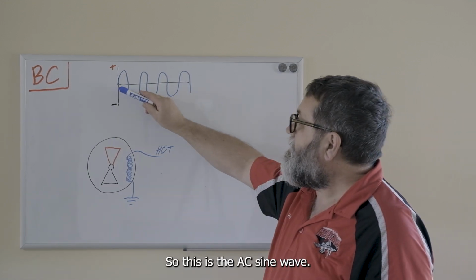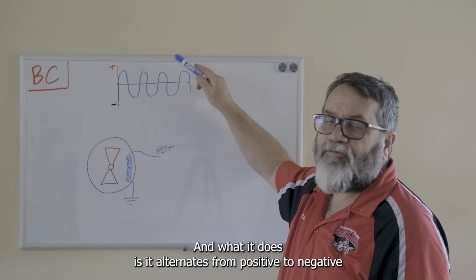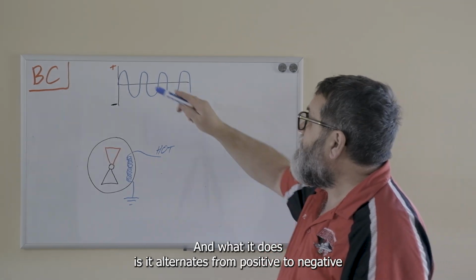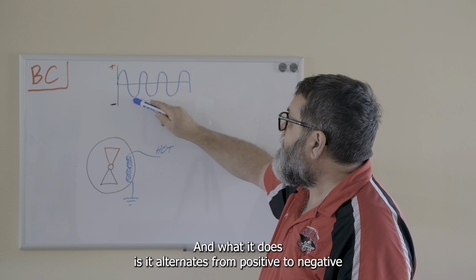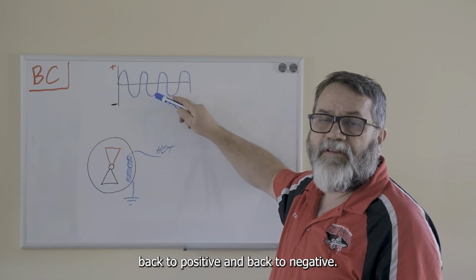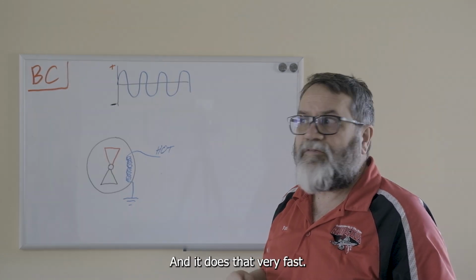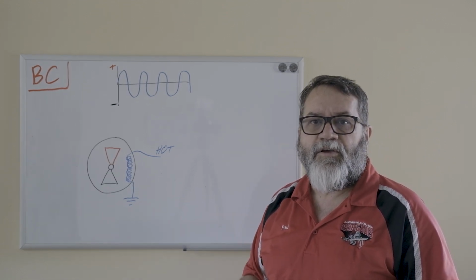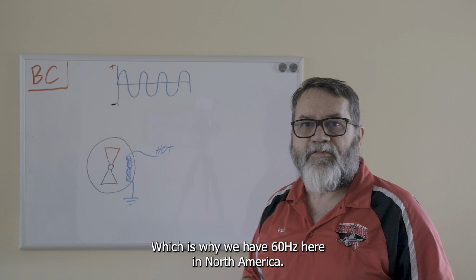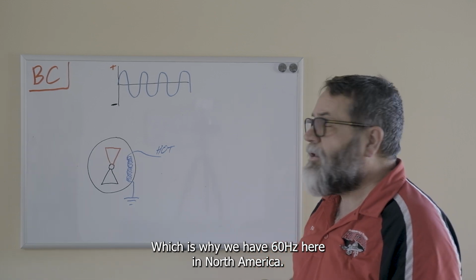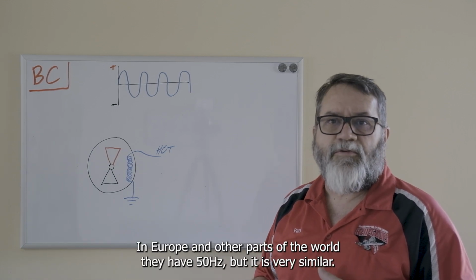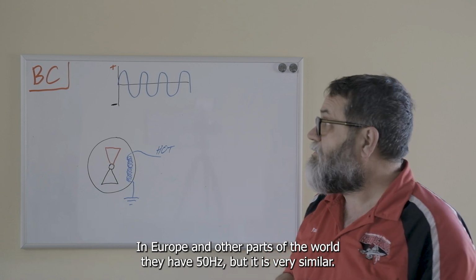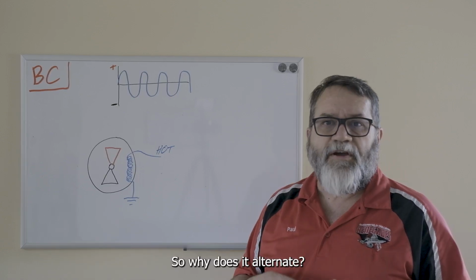So this is the AC sine wave, and what it does is it alternates from positive to negative, back to positive, back to negative, and it does that very fast. In fact, it does it 60 times per second, which is why we have 60 hertz here in North America. In Europe and other parts of the world, they have 50 hertz, but it is very similar. So why does it alternate?